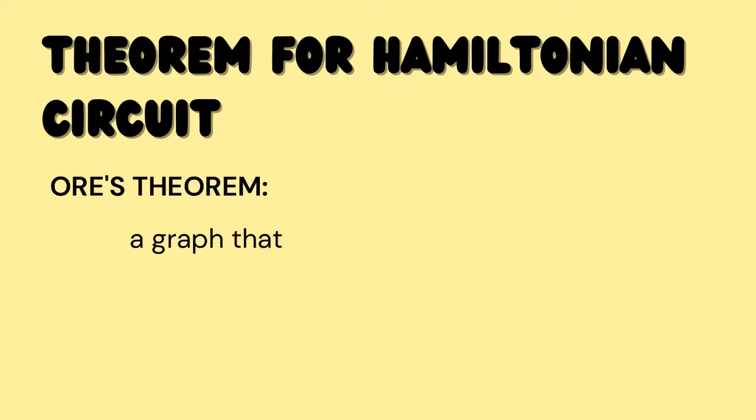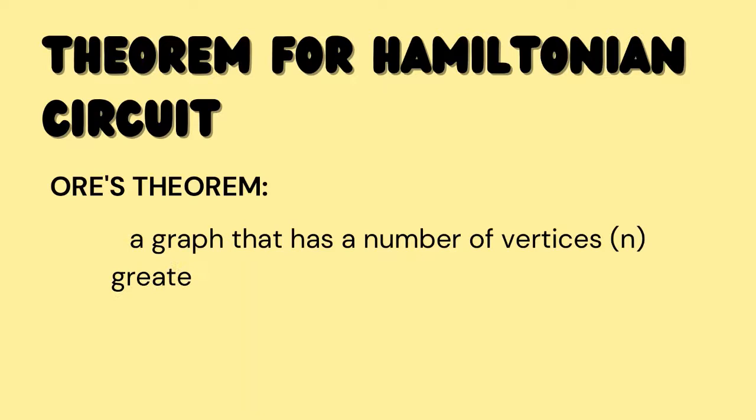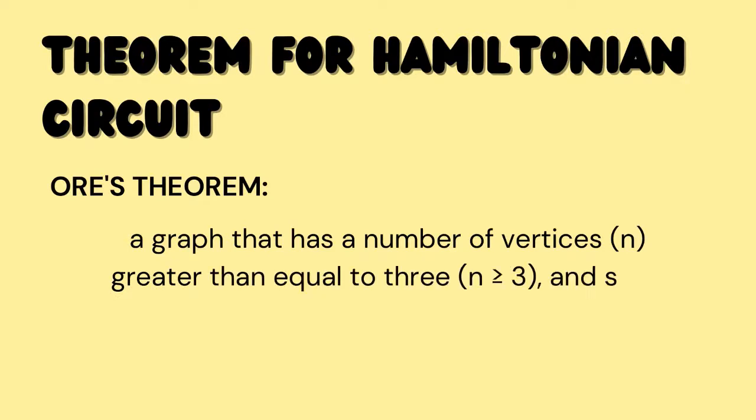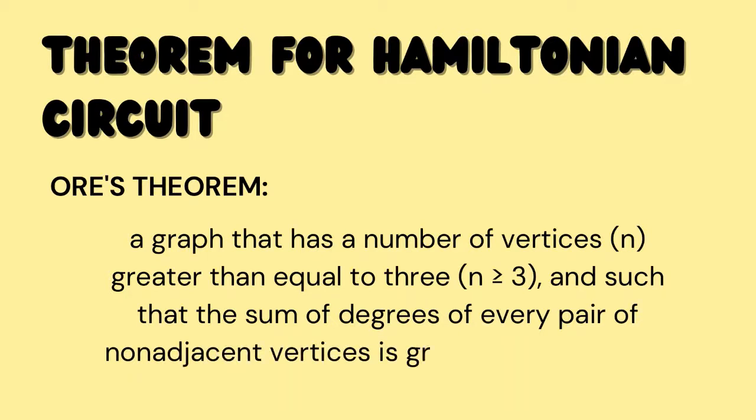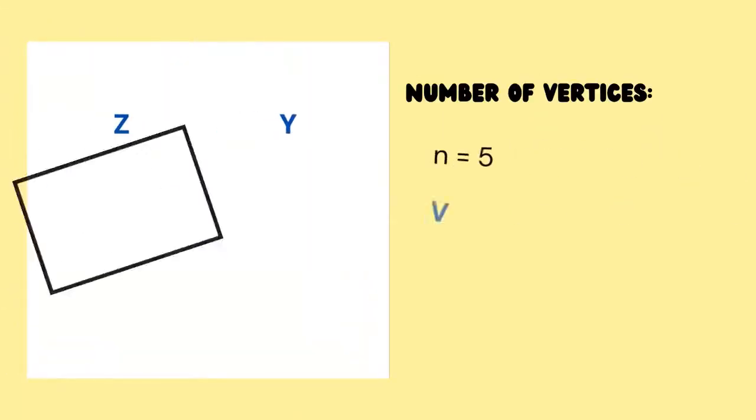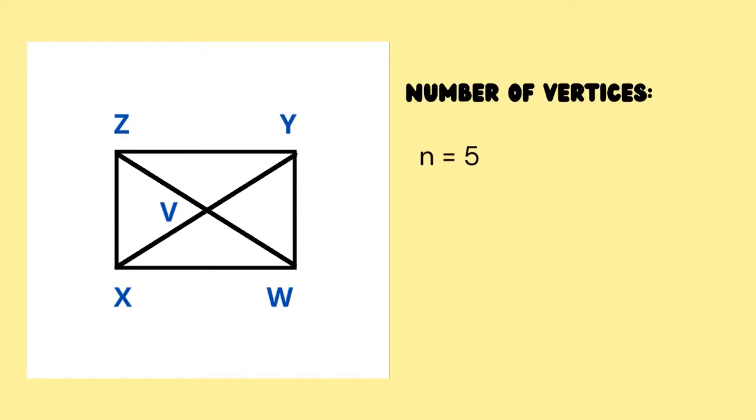On the other hand, Ore's theorem says that for a graph that has a number of vertices n greater than or equal to 3, and such that the sum of degrees of every pair of non-adjacent vertices is greater than or equal to n, then it is a Hamiltonian circuit. To further discuss this, an example given earlier will be used. The number of vertices is 5: Z, X, V, W, and Y.